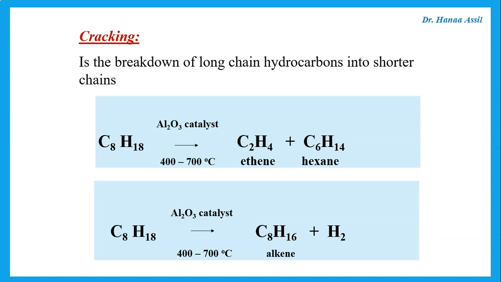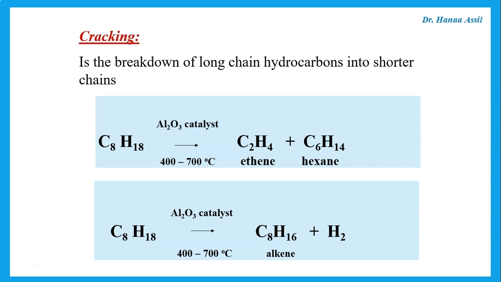What are the conditions for cracking? Aluminium oxide catalyst, 400 to 700 degrees Celsius. These are the conditions for cracking, so we write them if we are required to write conditions.